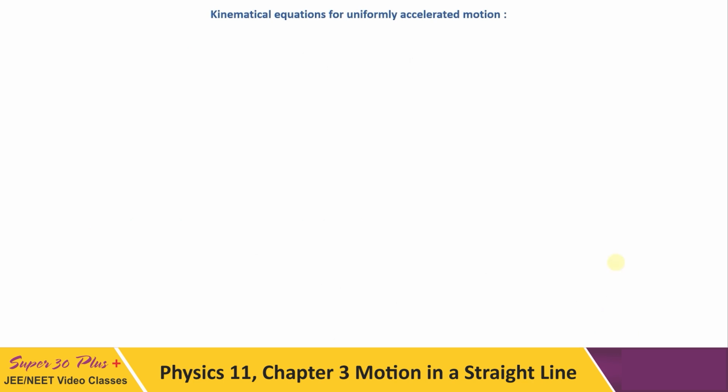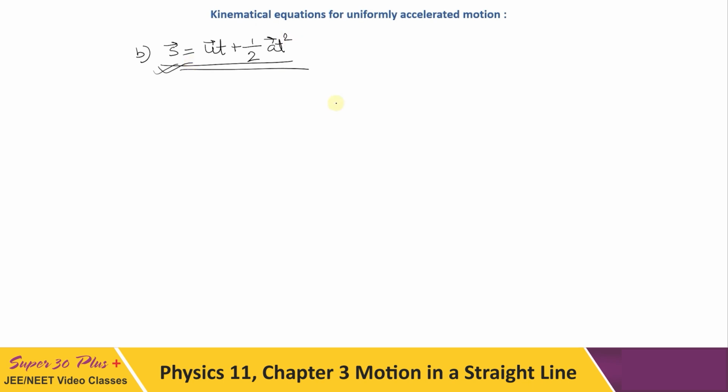The second one is, again a vector relation, S is equal to ut plus half at square. Here S is the displacement term, not the distance. Students make this mistake a lot of times: while calculating distance they also start using this formula, which is not correct. This can be used only if S is the symbol used for displacement. So it has to be used only for the displacement relation, which is equal to ut plus half at square.